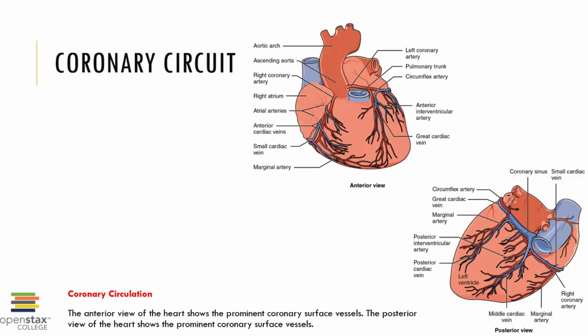The left coronary artery supplies blood to the left ventricle, left atrium, and interventricular septum. And it has 2 branches, the anterior interventricular artery and the circumflex artery.